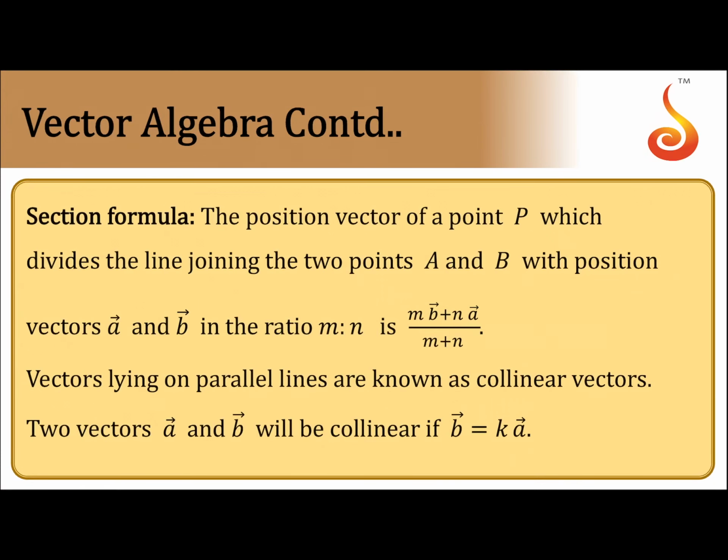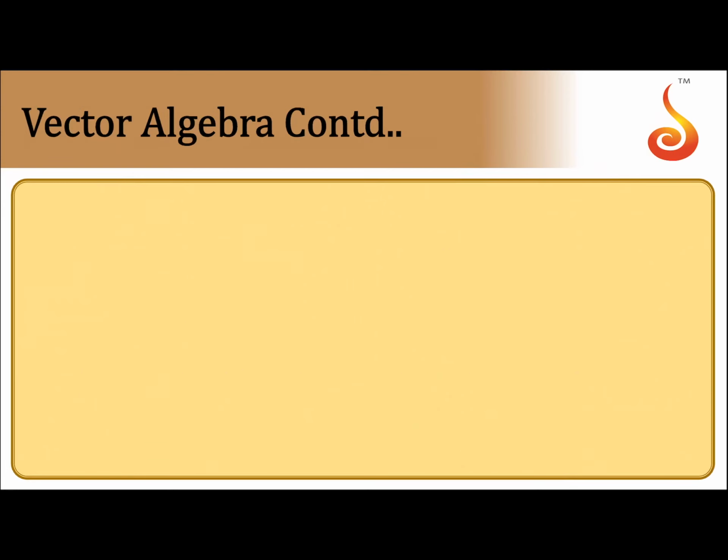Next, section formula. The position vector of a point P which divides the line joining points A bar, B bar in the ratio m:n internally is nothing but (m b bar + n a bar) divided by (m + n). And of course, suppose A, B themselves are collinear, then one can be written as a scalar multiple of the other one.